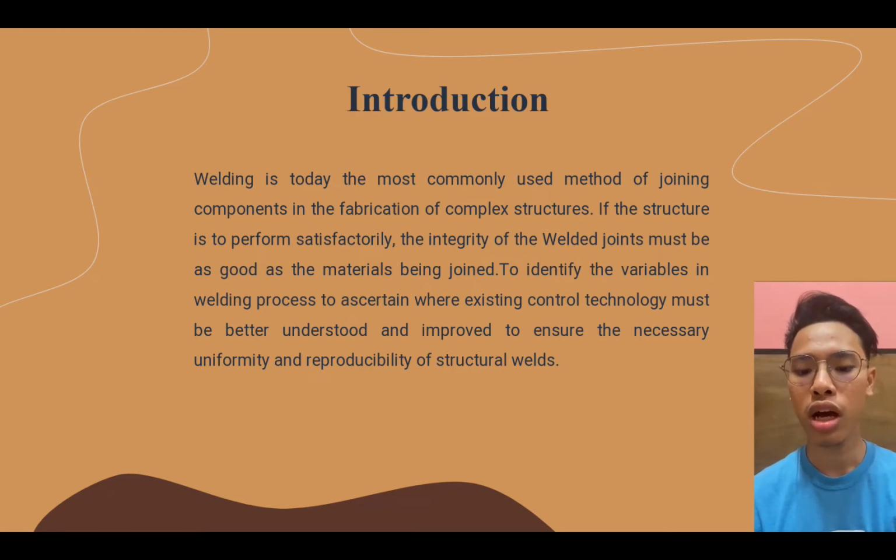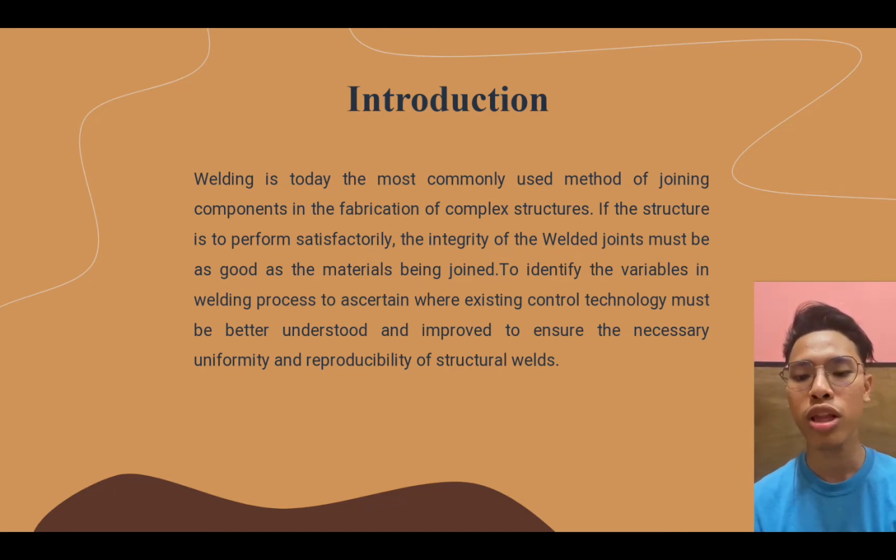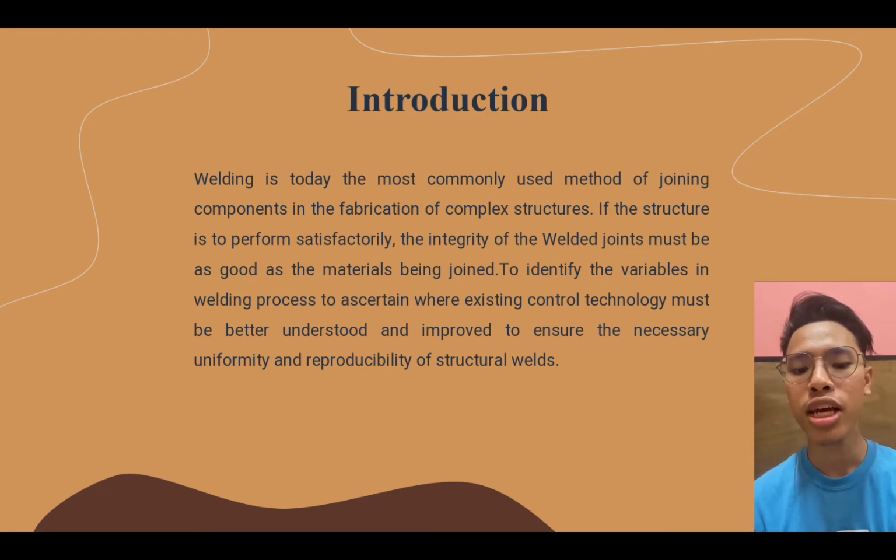Welding today is the most commonly used method of joining components in the fabrication of complex structures in industry. For the structure to perform satisfactorily, the integrity of the welded joint must be as good as the material being joined. To identify the variables in the welding process, and to ascertain where existing control technology must be better understood and improved, to ensure the necessary uniformity and reproducibility of structural welds.